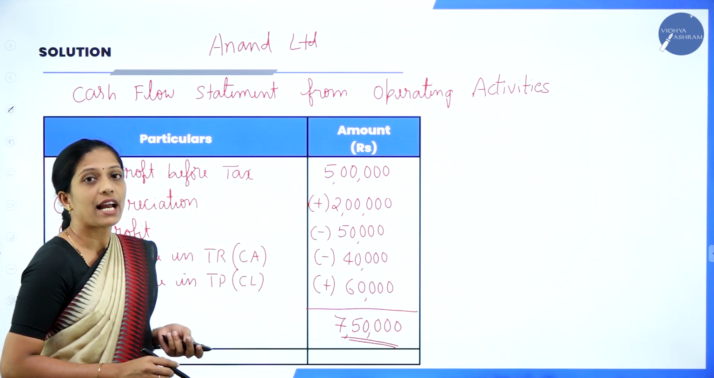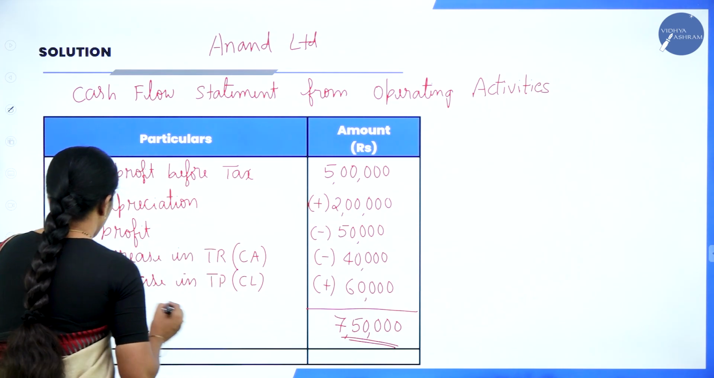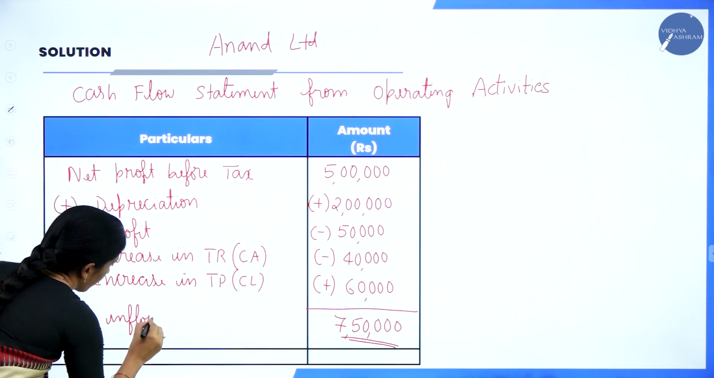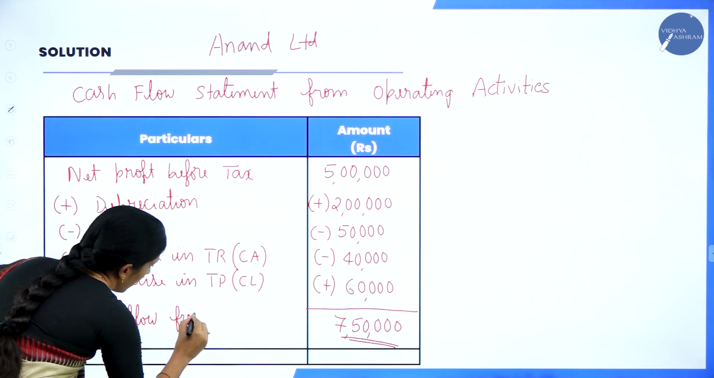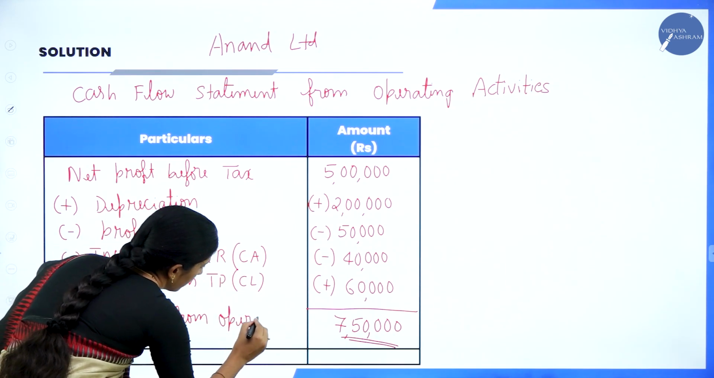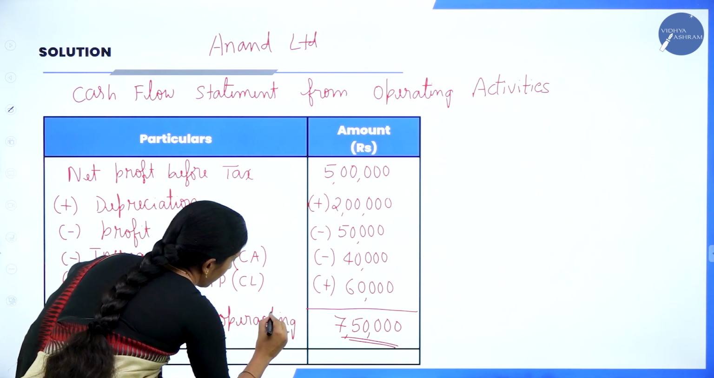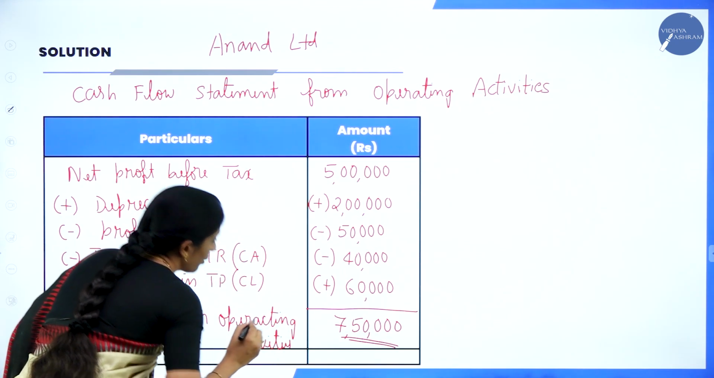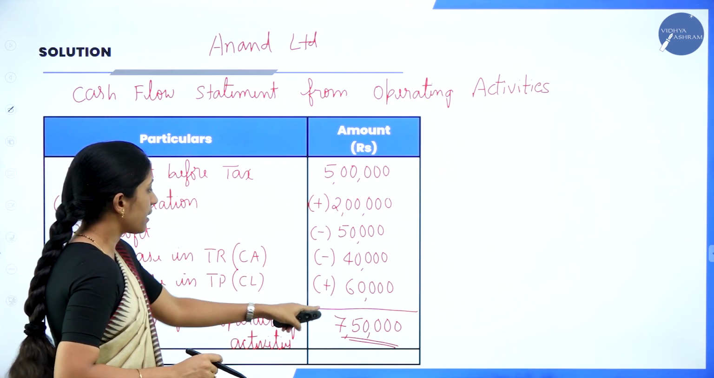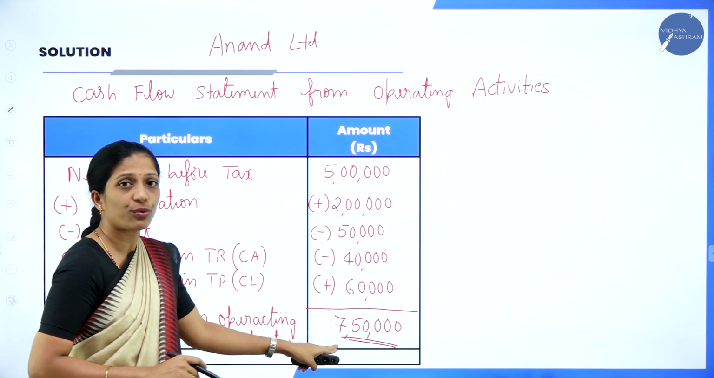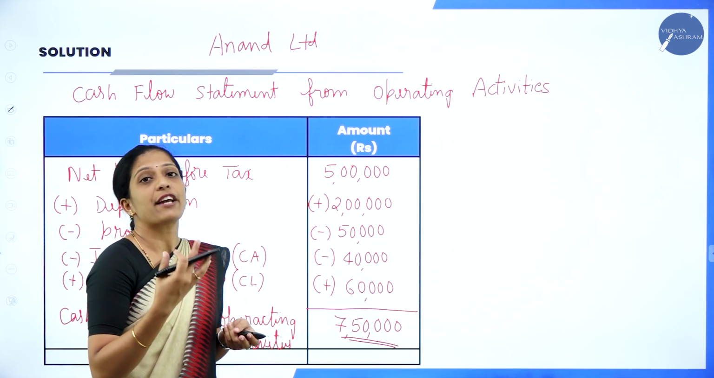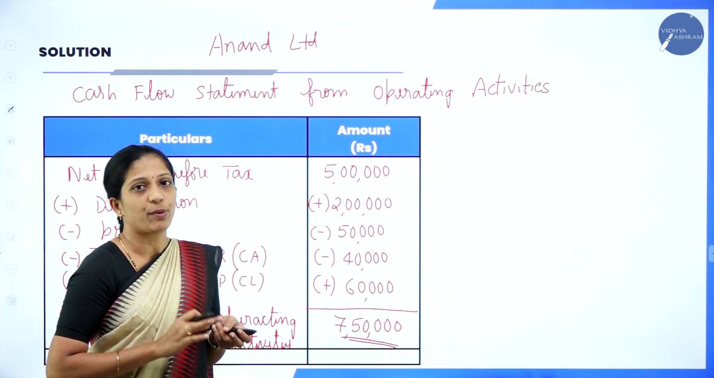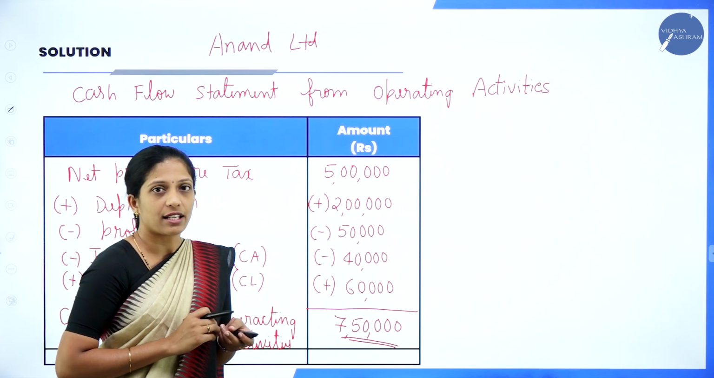So, how do you write? Cash inflow from operating activities. Cash inflow from operating activities, that is 7,50,000. Suppose if the amount was minus, then it is cash outflow from operating activities. So, hope you are clear about this problem. A simple problem, just you have to understand and write the solution.